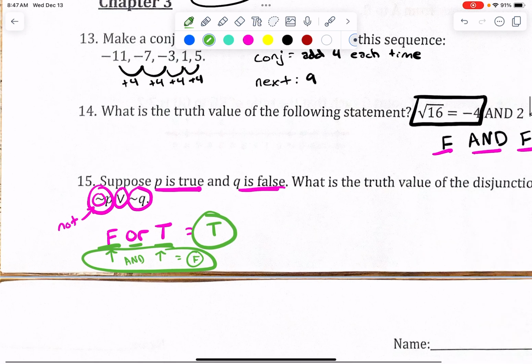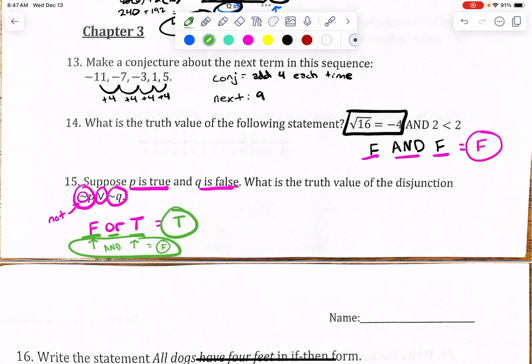All right, I'm going to go ahead and stop there, and that's it, and we will pick up the rest of it tomorrow, okay?